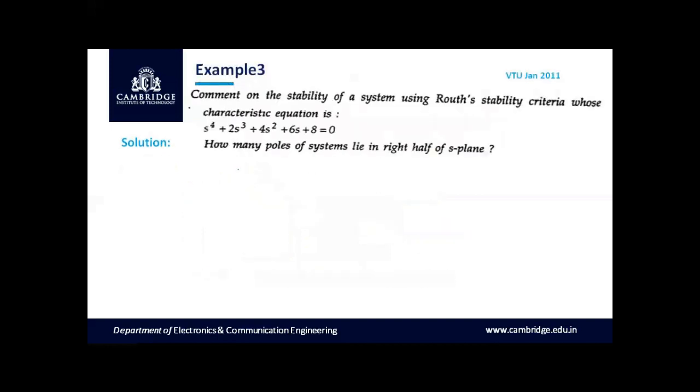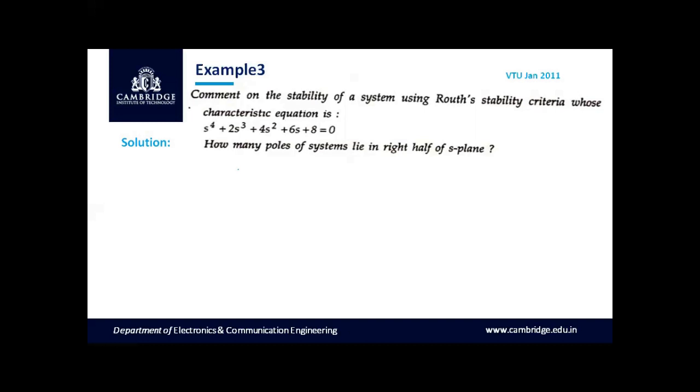Comment on the stability of a system using Routh stability criteria whose characteristic equation is given by s to the power 4 plus 2s cube plus 4s square plus 6s plus 8 is equal to 0. How many poles of the system lies in the right half of S plane?